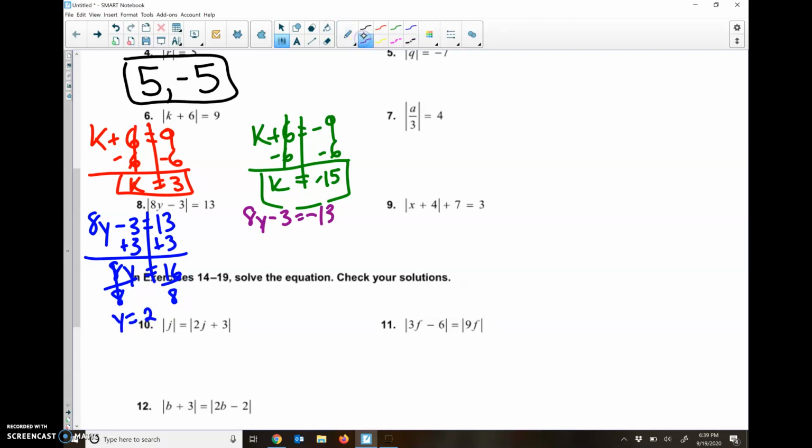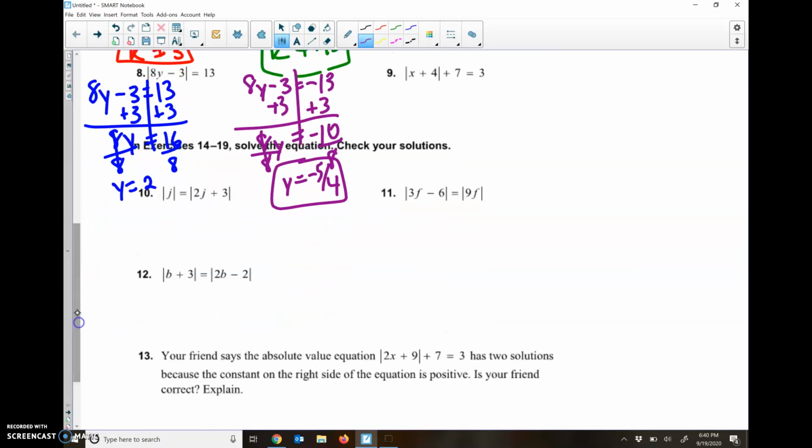And over here for the negative problem, I'm going to add 3 to both sides. -13 plus 3 this time is -10. Divide both sides by 8. And I can simplify -10 over 8 to -5/4. So my two answers there are +2 and -5/4.